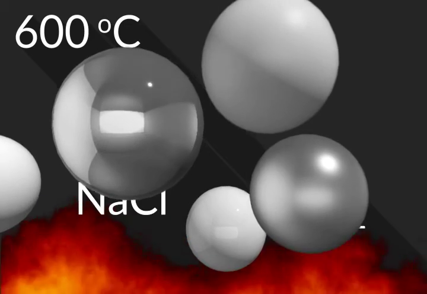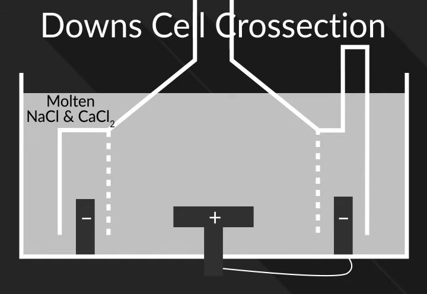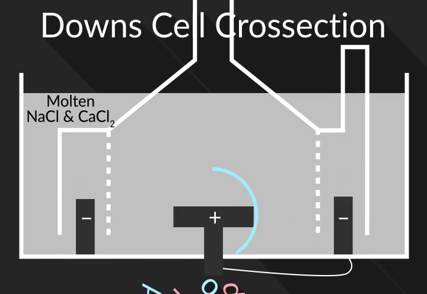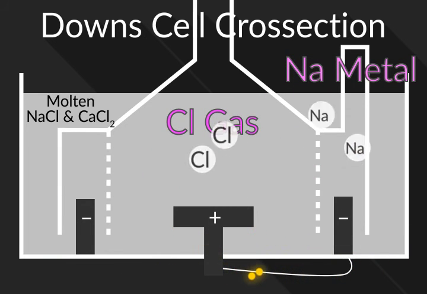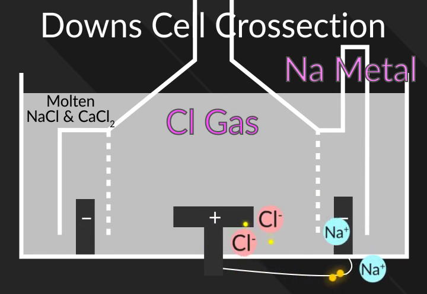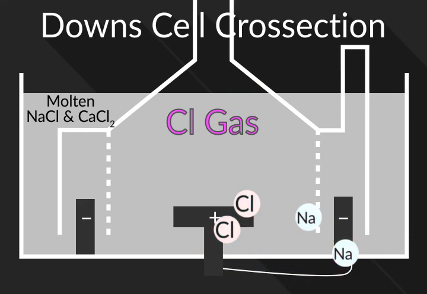The mixture is then introduced into an electrolytic cell called a down cell. In a down cell, a circular iron cathode surrounds the carbon anode. The products of electrolysis are separated by steel mesh or gauze to prevent them from coming into contact and reforming the sodium chloride, which would render the entire process useless. Finally, if done correctly, sodium can be retrieved as the product.